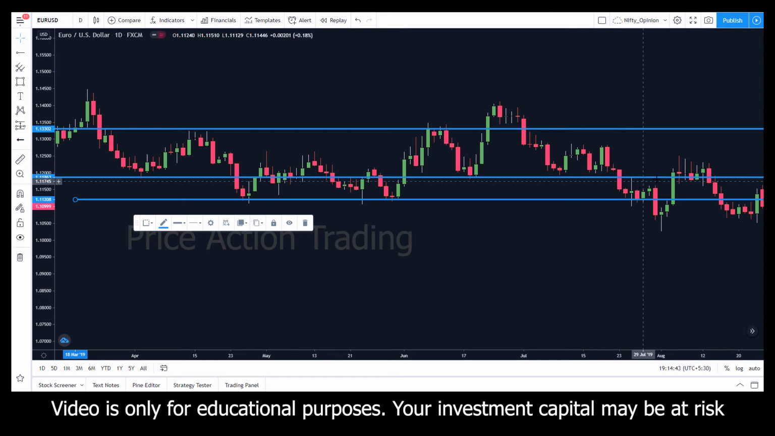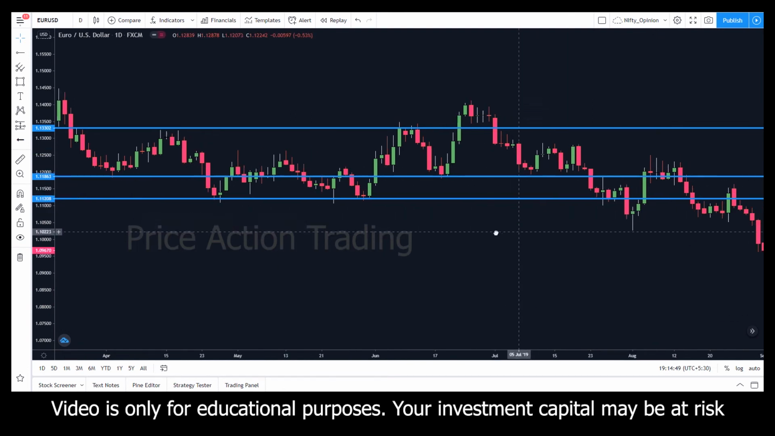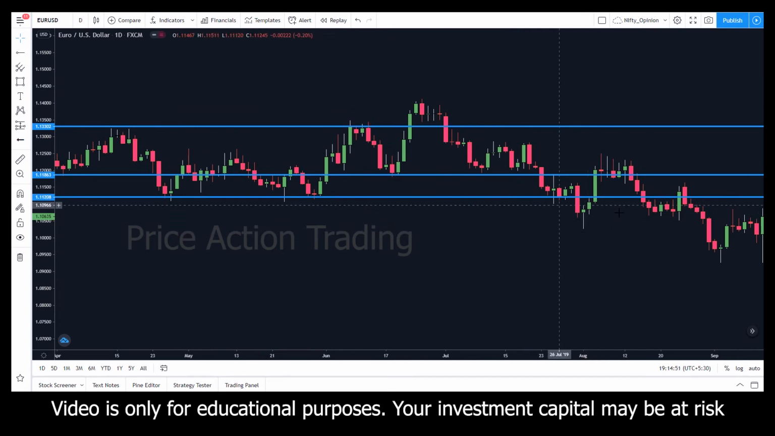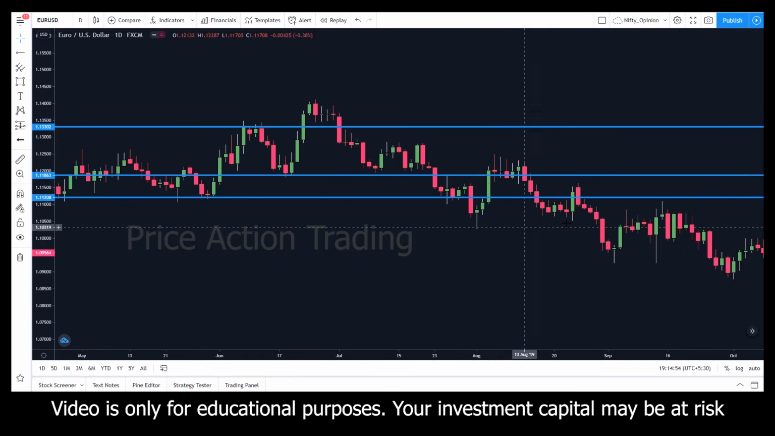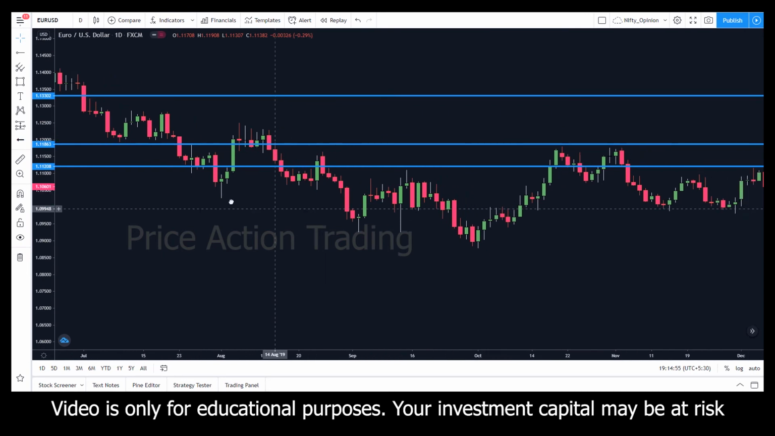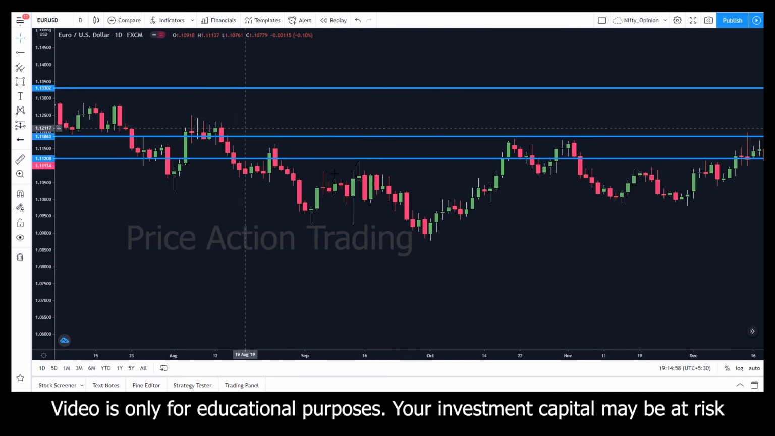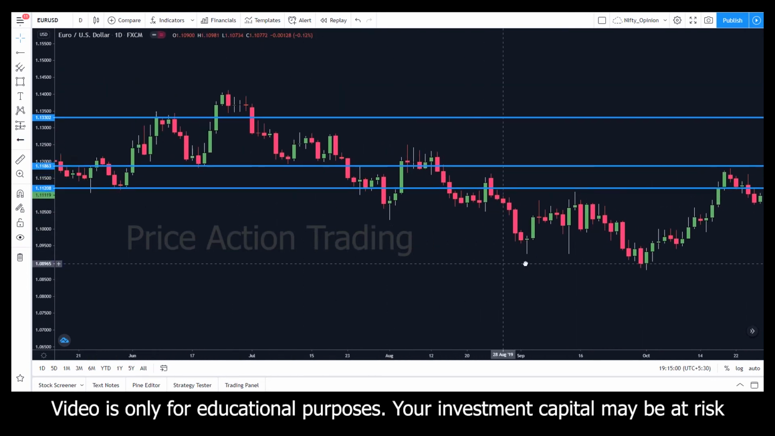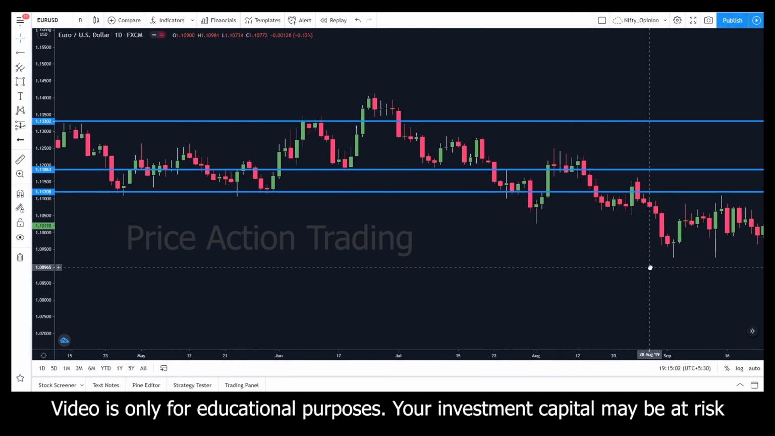Again it could not break, and then again a big candle to break this support line. However, it did not sustain here. It was a false breakout at this level, but see, the market started going down, down, down, and it came down at least for quite some time. So use the recent price action to mark the support or resistance line.